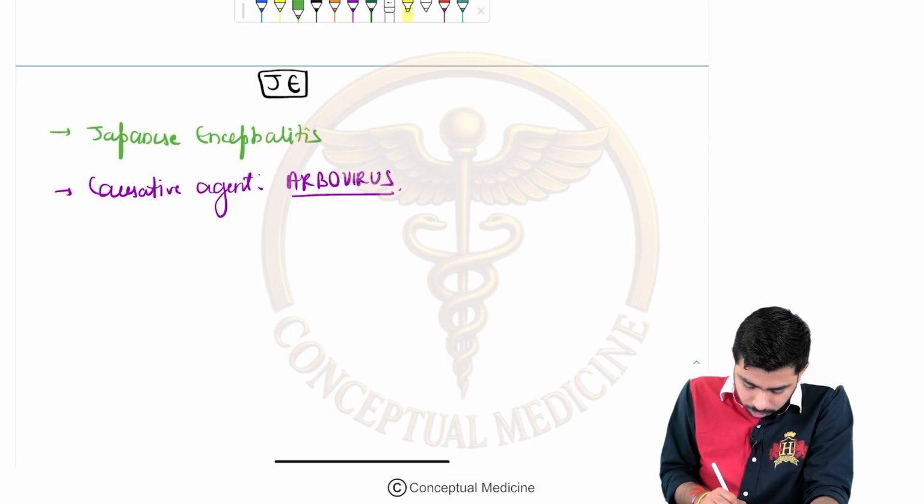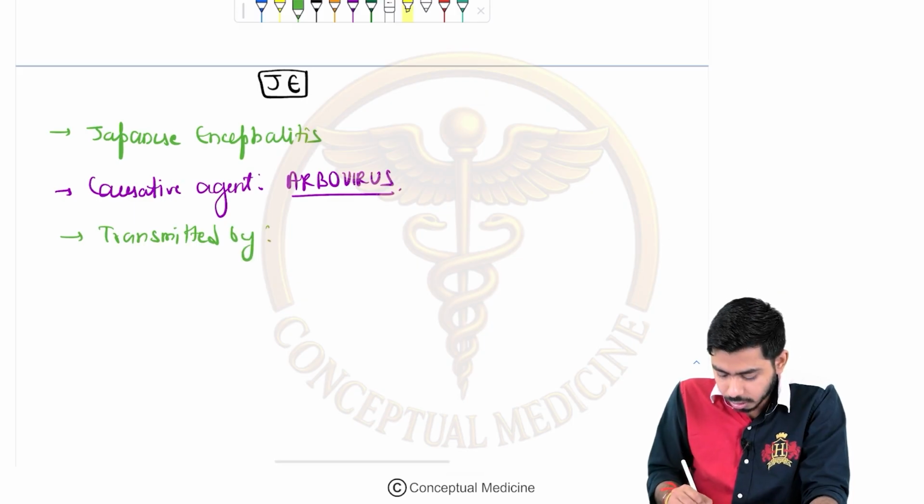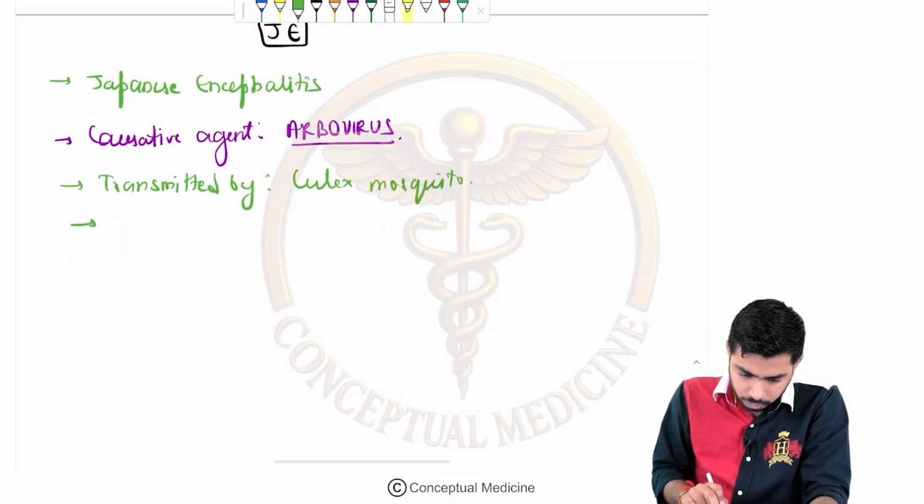Then we shall be talking about the transmission, right? It is usually transmitted by the Culex mosquito. Please do remember which mosquito I am talking about. It's transmitted by the Culex mosquito, right? Japanese encephalitis is transmitted by the Culex mosquito, right?